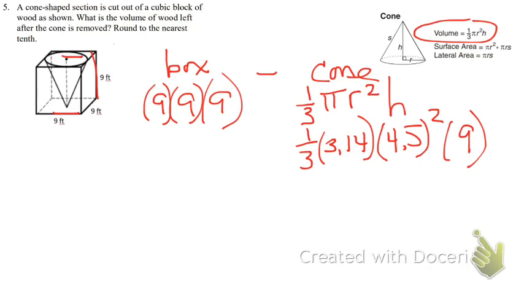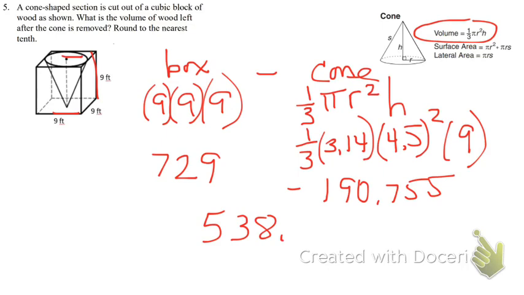Okay, so 4.5 squared times 9 times 3.14 and divide by 3. That's the volume of the cone that we're going to be subtracting. 9 cubed, 9 times 9 times 9 is 729. And again, we're subtracting because they took this volume away from the outside shape. So it's the outside shape minus what we took out, 190.755. And rounded to the nearest tenth, that'd be 538.2 cubic feet.